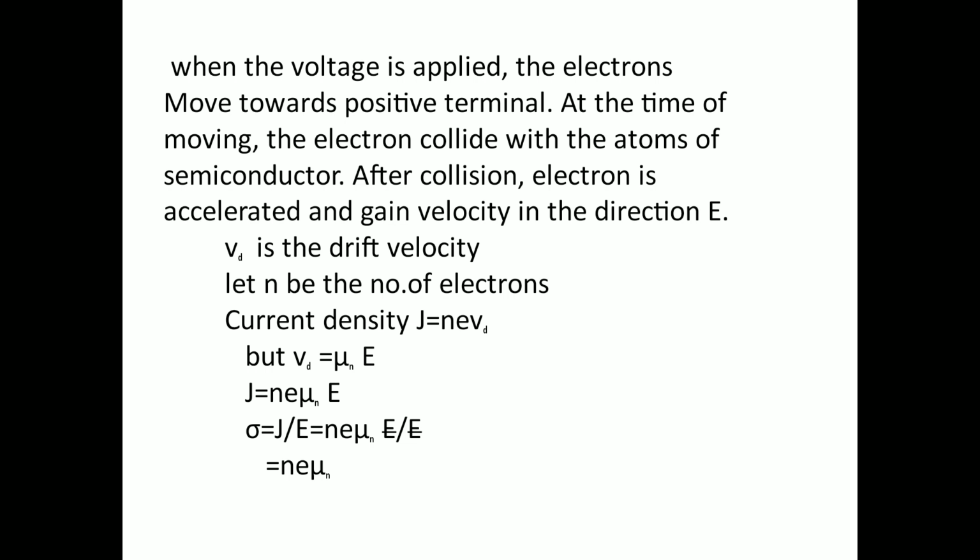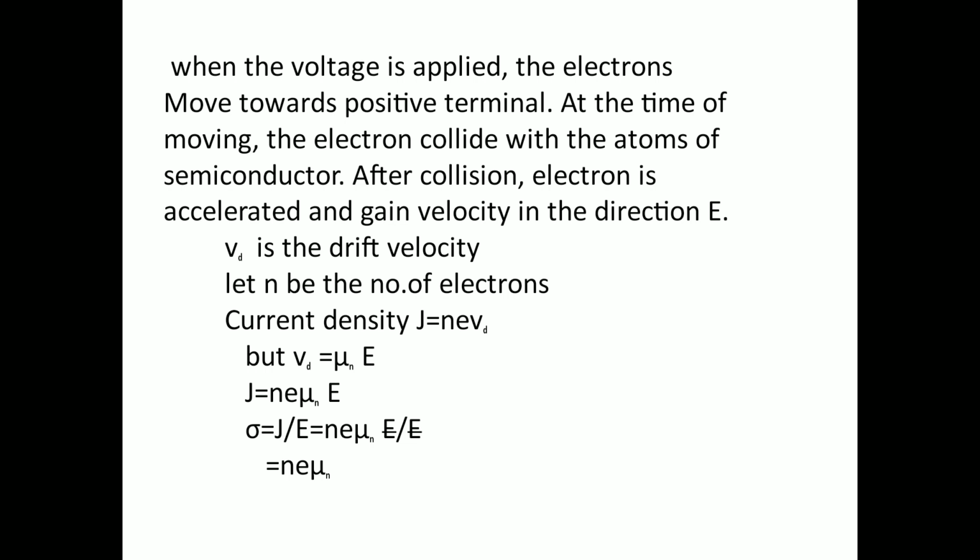Let n be the number of electrons present in the semiconductor. Current density J is equal to n e Vd, where Vd is the drift velocity. But drift velocity Vd is equal to mu E, where mu is the mobility of charge carriers and E is the applied field. So current density J is equal to n e mu E, substituting mu E in the place of Vd.